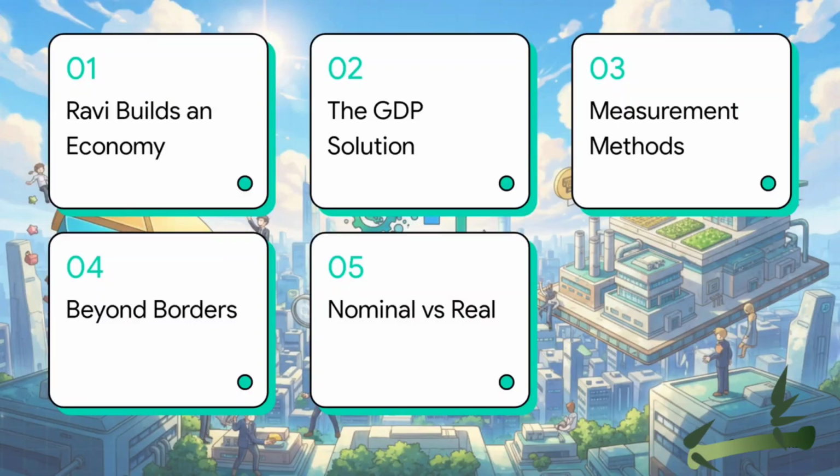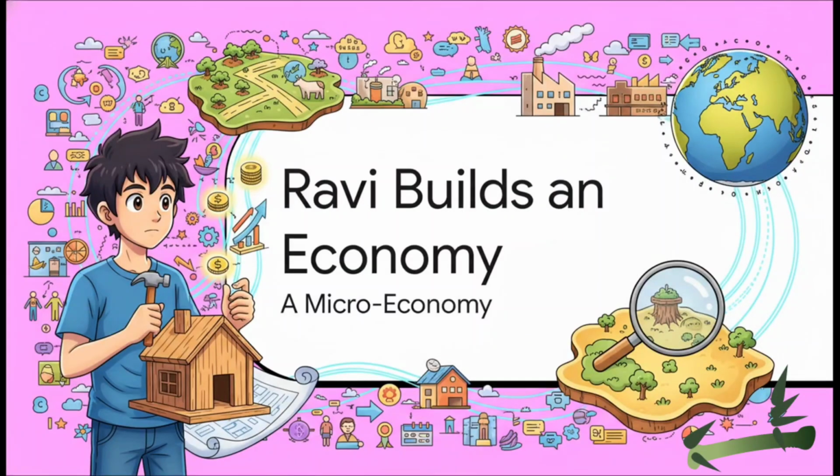Okay, so here's our roadmap for today. We'll start with Ravi building an economy, then look at the GDP solution, dive into 3 measurement methods, explore beyond borders with GNP and NNP, and finally tackle nominal, real, and inflation. All right, let's jump right into section 1.